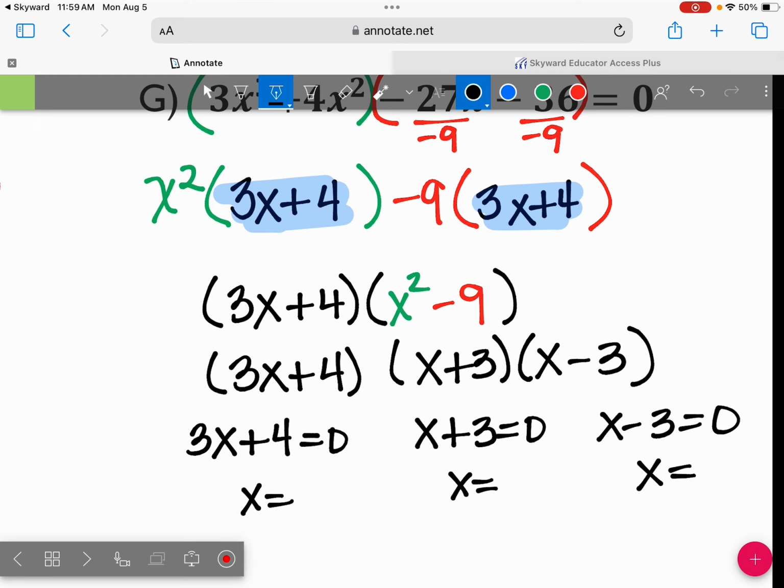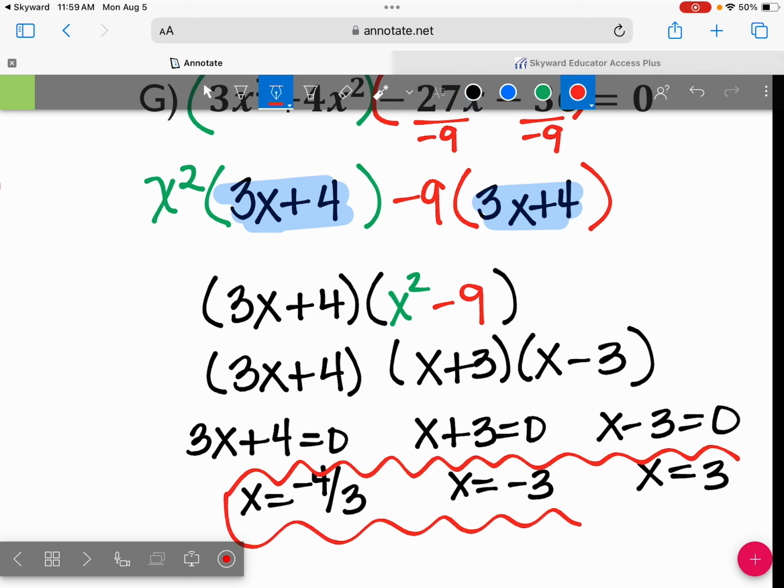So go ahead and find your 3 solutions. Remember, keep them as fractions. Don't change them to a decimal. So for the first one, you have to subtract 4 and divide by 3. And the other 2, you just have 1 step. All right, questions or comments about that? Could I put plus or minus 3? Yep, you could also just put x equals plus minus 3.